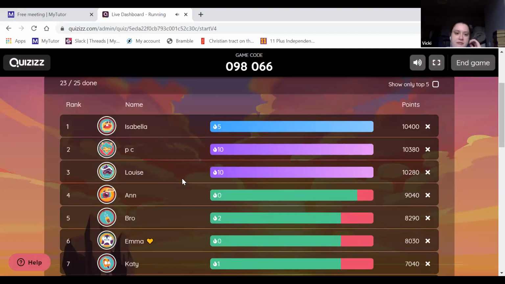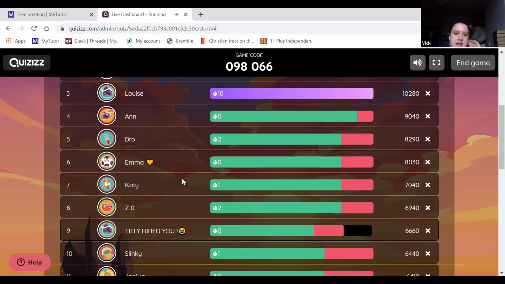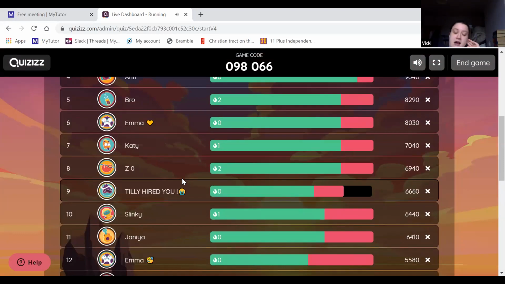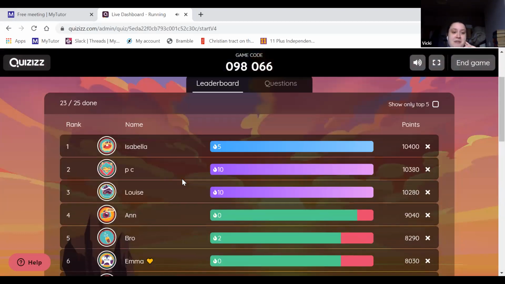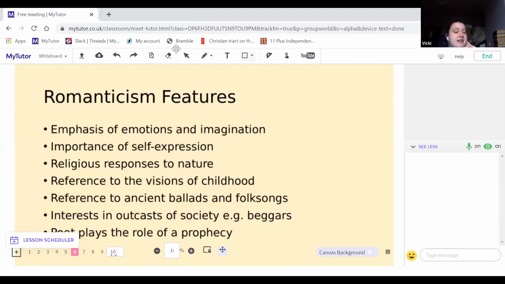Right, so Isabella at first, then PC, Louise, Ambro, Emma, Katie, Z, is that an O? And then Tilly hired you, and Slinky. So well done to those of you today who have contributed and worked really hard. The vast majority of you are working really hard and taking the most of the opportunity that you guys have got. So it's really nice to see.